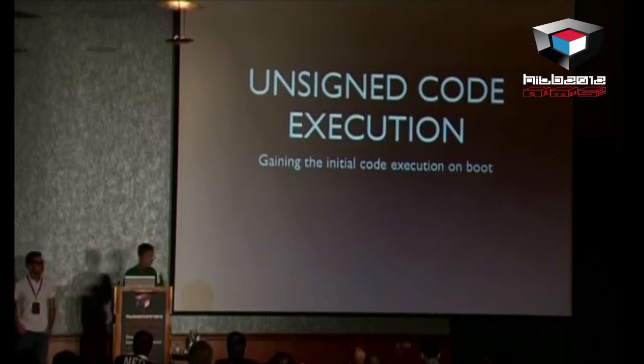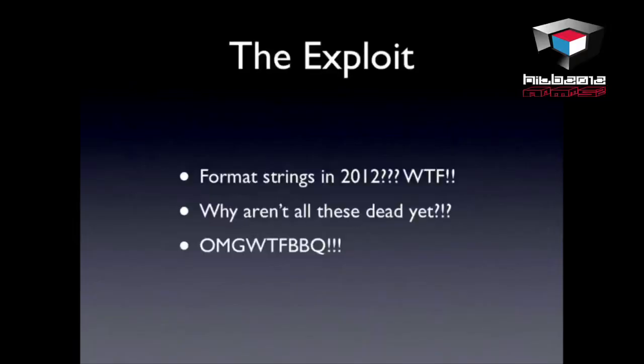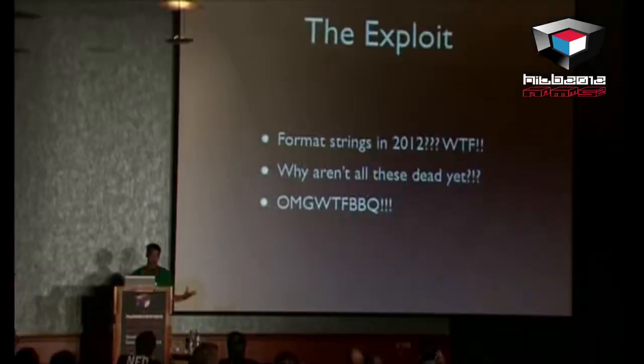All right. I'm going to cover the unsigned code execution and how we gain the initial actual jump into userland so we can get into the kernel exploit and be able to patch that out. Format strings in 2012, that's not really right. It was a short-lived bug, only around for maybe 2 years for the most part. There were really a lot of them. I was pretty amazed when Cyril brought this to me because I had never gotten to work on a format string bug before.